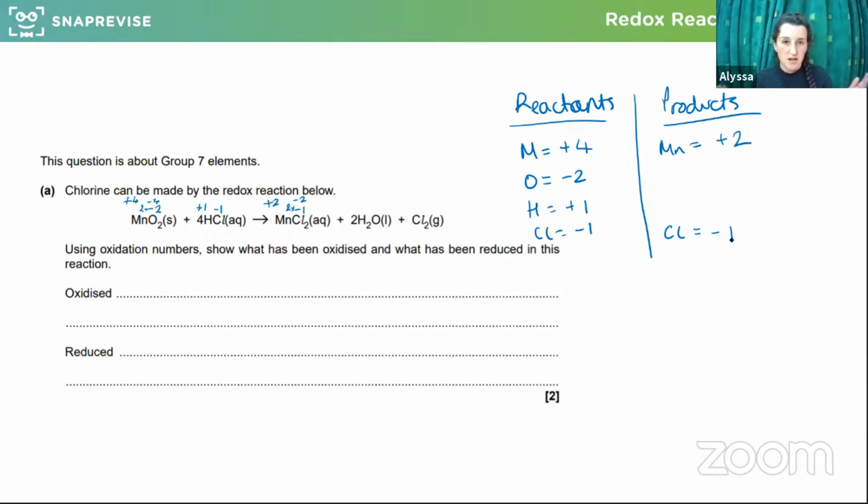So chlorine's -1 as well. It doesn't change. It's not been forced to for any reason. So that's fine. Hydrogen and oxygen, again, they're not being forced to change oxidation states. They're quite happily in -2 and +1 oxidation states.